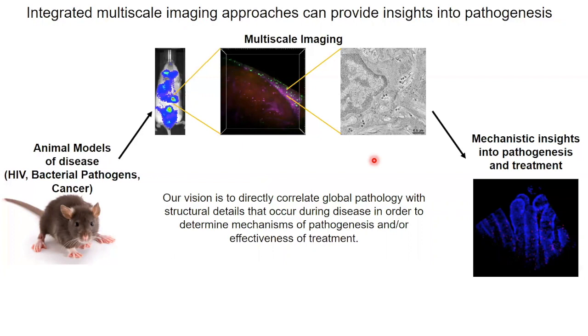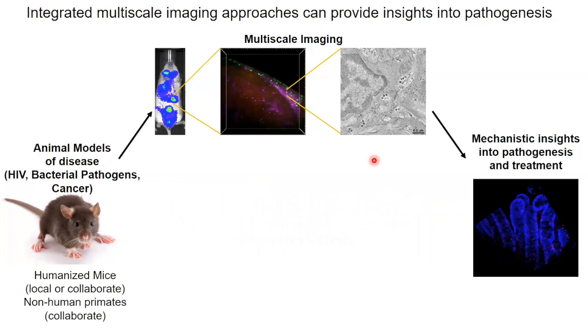If we think about this, we've done this locally, we've had humanized mice, and we've also collaborated and gone into non-human primate studies through collaborations with various primate centers. And then the modalities: I talked about bioluminescence on the previous slide, but we're also doing some early preliminary studies looking at PET imaging of SIV-infected monkeys.